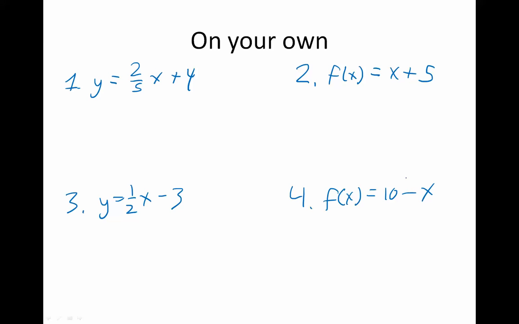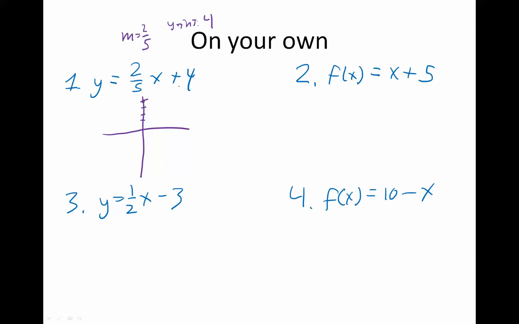So I had 4 graphs for you to do here. Let's go ahead and work them out. So this first one, my slope is 2/5, and my y-intercept is 4. So I'm going to start on the y-axis at 4. And then remember 2/5 is telling me to go up 2, right 5.